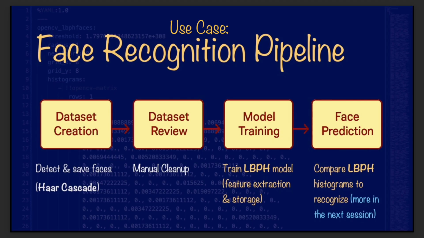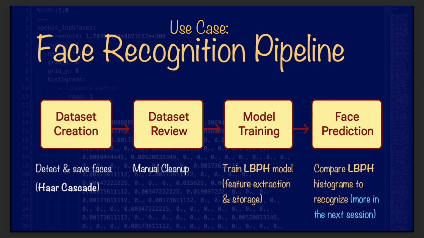The first step is data creation, where we'll detect and save faces using Haar Cascade. The second step is dataset review, where we'll manually clean up the dataset. The third step is model training, where we'll train an LBPH model. The last but not least step is face prediction, where we'll compare LBPH histograms to recognize the faces.